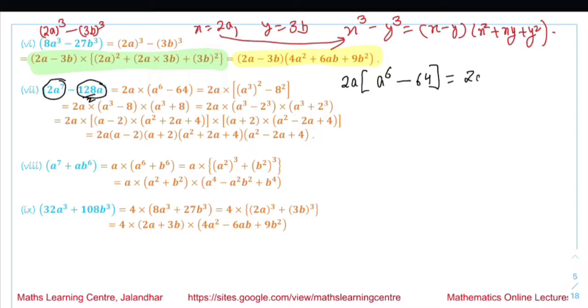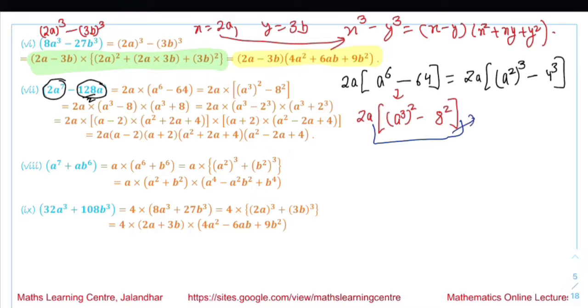So it means we can write it like 2a into ((a square) cube minus 4 cube). Or what you can do, you can write this in the form 2a into ((a cube) square minus 8 square). So this term will split in two parts. I'm talking about this term. This will split in two parts. One is a cube minus 8 and second is a cube plus 8.